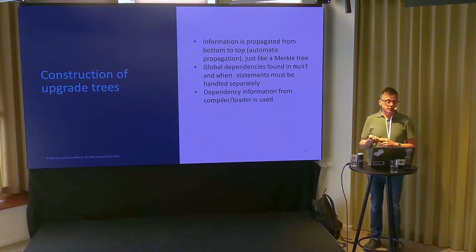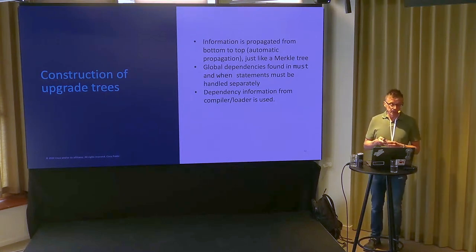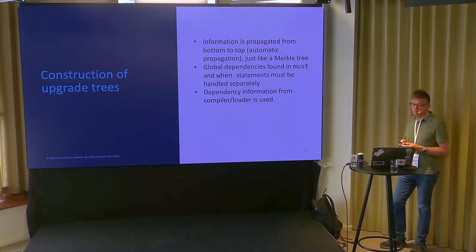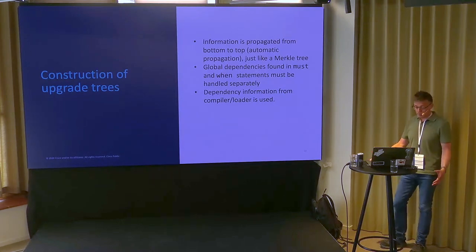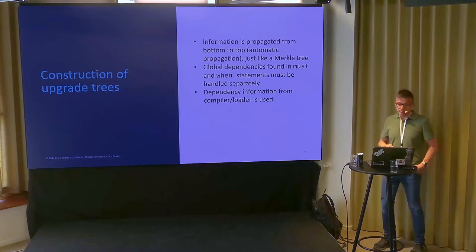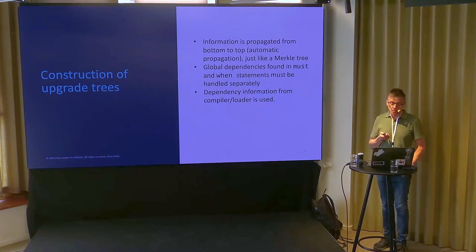Here are a couple of notes about how upgrade trees are built. Information is propagated from the bottom to the top, just like a Merkle tree. It's based on some form of digest for a node, where any child nodes are included, of course, with their digests.